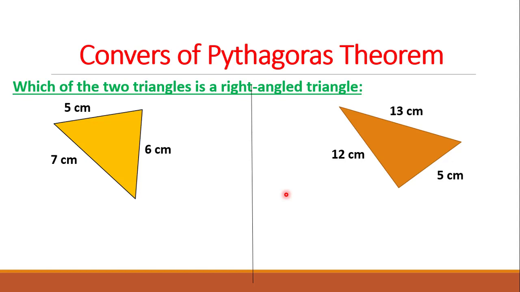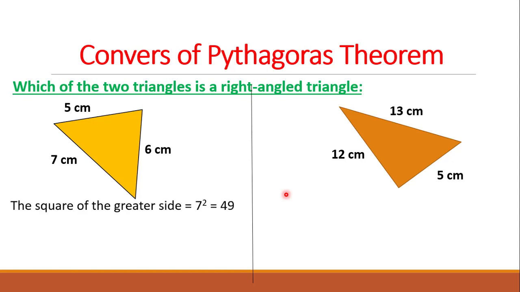Here we want to decide if the triangle is a right angle triangle or not. Which of the two triangles is a right angle triangle? Let's look at triangle number 1. We have 6, 5, and 7. We will take the greater side and calculate the square of this greater side. Then we will calculate the squares of the other sides and add them together.